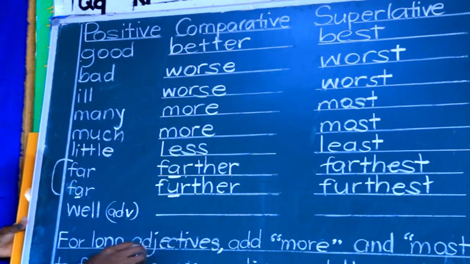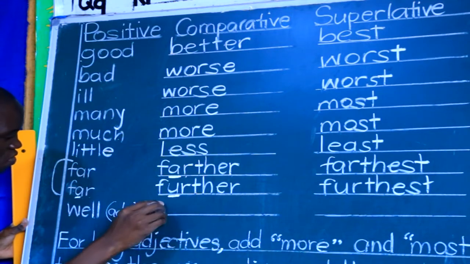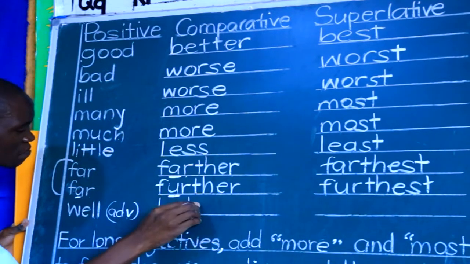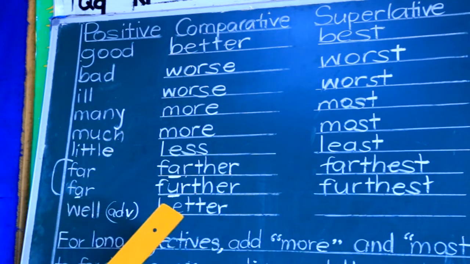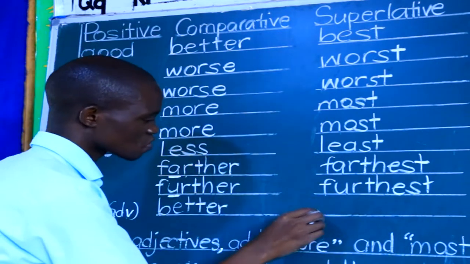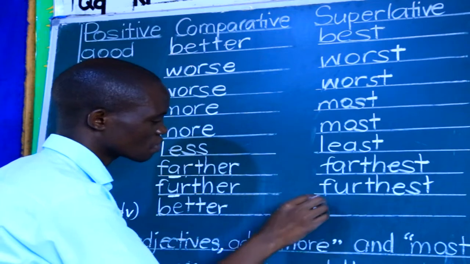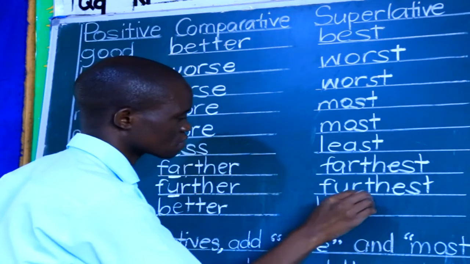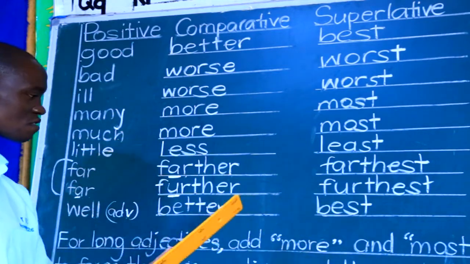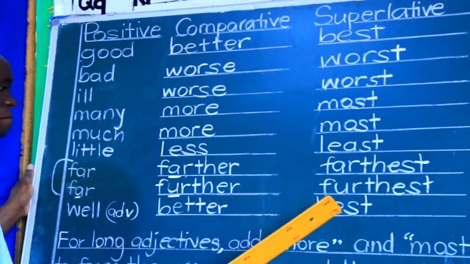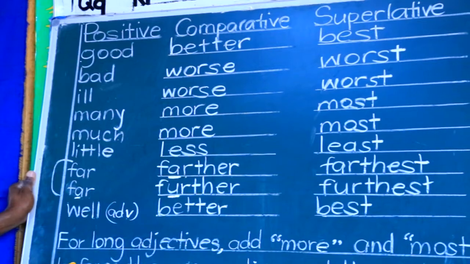Well, like the teacher has told you, good has its comparative as better. Its superlative, again, is similar to that of good, like I've told you, and that is best. So we say, well, better, best. Let's go through the list.